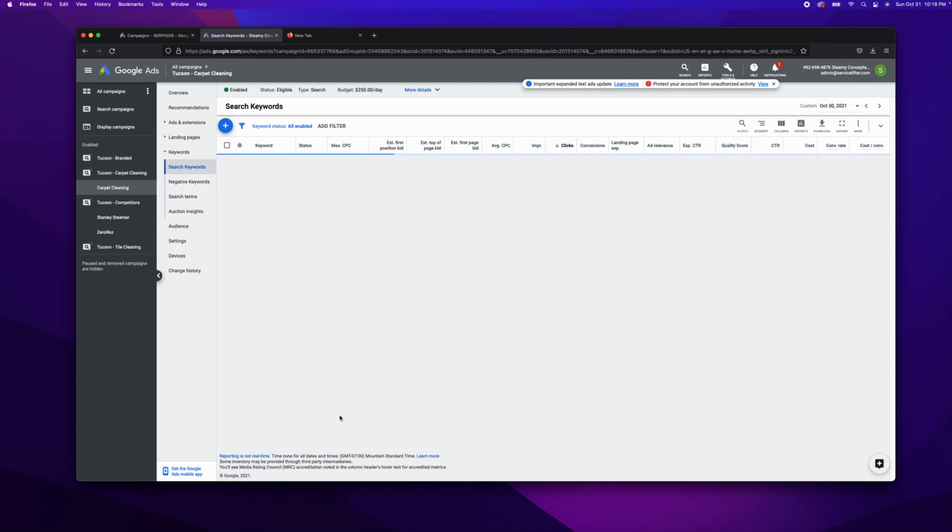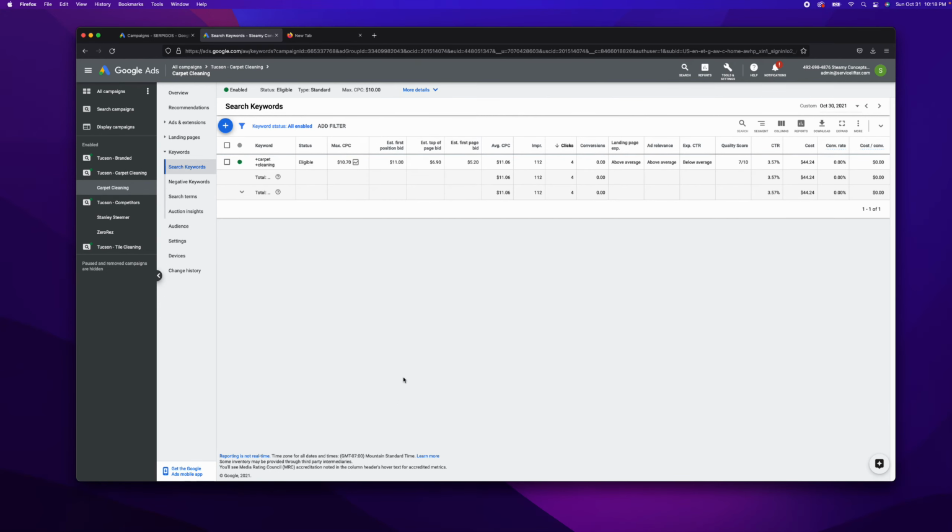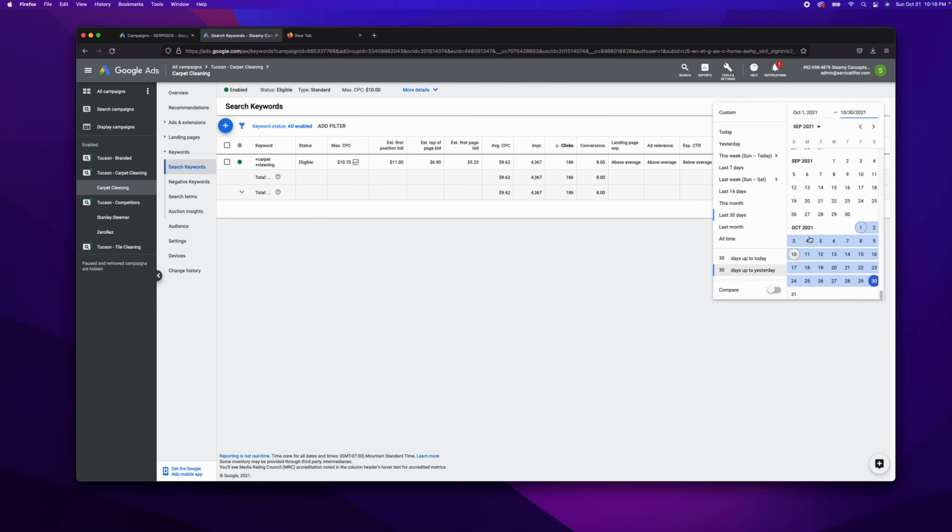So if you have a client, you can go to them and you can say, hey, your estimated first position bid is $11. We're getting an average CPC on October 30th, or let's filter for the whole month, last 30 days. We're getting an average CPC of $9.62. So if we want more conversions or whatever the case may be, we're going to need to generate more revenue or come up with more money or whatever the case may be. So yeah, guys, this information is incredibly good to have.